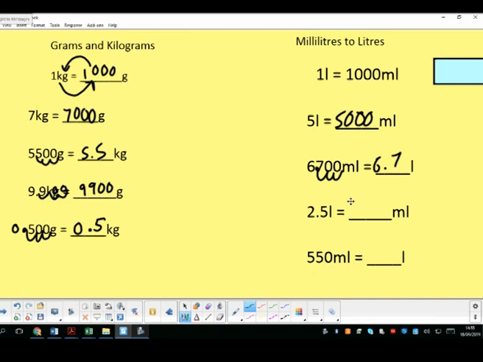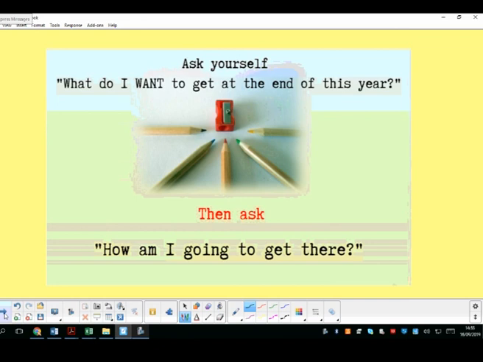2.5 liters. You're multiplying by 1,000. So 2,500. And 550 milliliters. So we're going from milliliters to liters. So we have to divide by 1,000. So 1, 2, 3. Jumps, and we have 0.55 liters. Okay, so that's the roundup for last week.